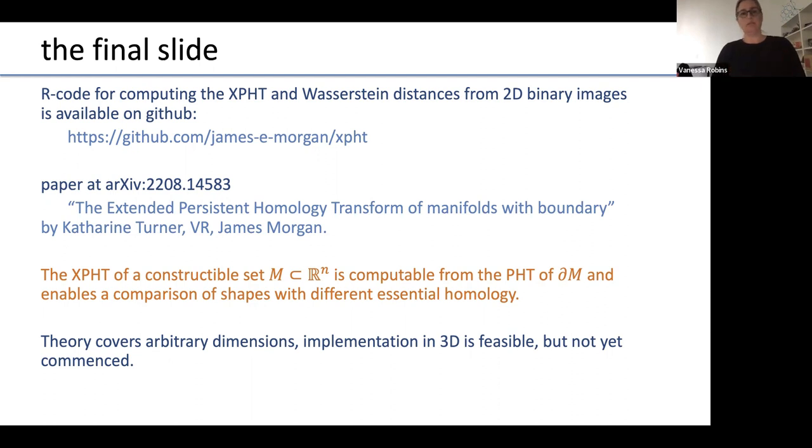And yeah, the main takeaway is that this XPHT is computable from just the regular persistent homology transform of the boundary and enables us to do shape comparison on objects with different essential homology. Thank you very much. That's all I've got to say. You can all run off home to dinner.